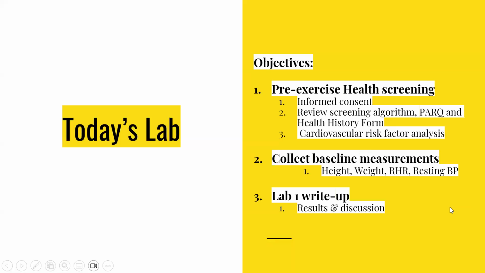For today's lab, the objectives are to go through the pre-exercise health screening. So going over all those forms: the informed consent, review the screening algorithm, the Par-Q, and health history form, and also go over the cardiovascular risk factor analyses. We're also going to collect the baseline measurements: height, weight, resting heart rate, and resting blood pressure. And then I'll go over Lab 1, the results and discussion section.